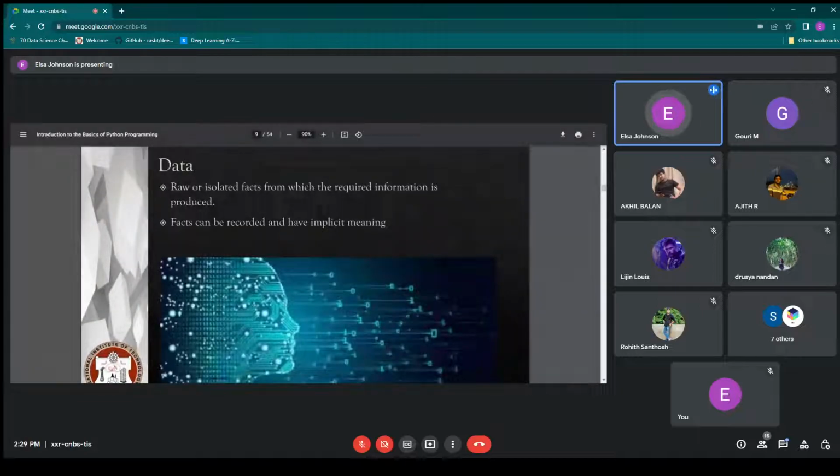Now let's move on to data. How will your data be present? Data means raw or isolated facts from which required information is produced. Okay, so raw or isolated facts and information. What is the difference between raw facts and information? Can you tell me?